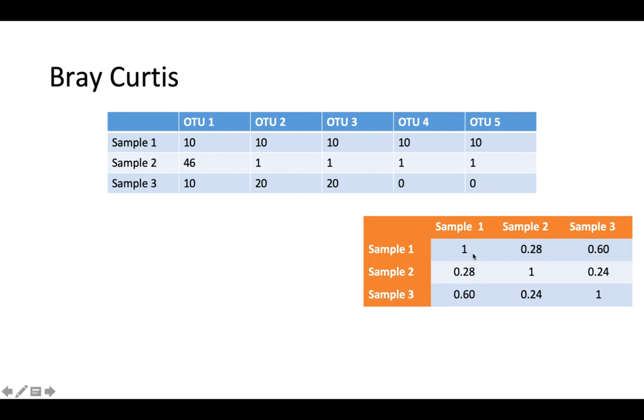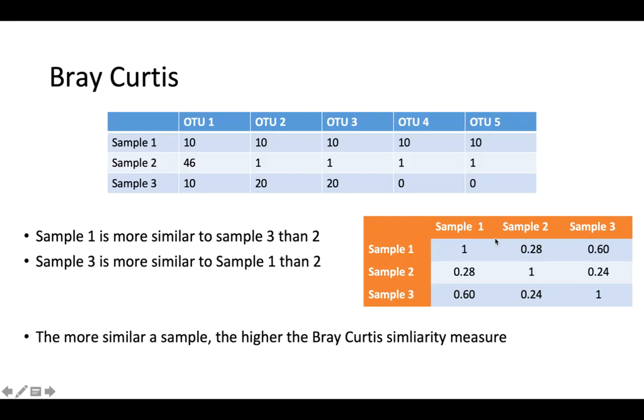0, 1, 1, 0.28, 0.6, and then the same thing along the horizontal. So any comparison you can go through and look up the comparison between the two samples. So based on this data, if we just look at row number 1, sample 1 compared to sample 1, very similar. Sample 1 compared to sample 2, 0.28. Less similar. Sample 1 compared to sample 3, 0.6. So sample 1 is more similar to sample 3 than it is to sample 2.